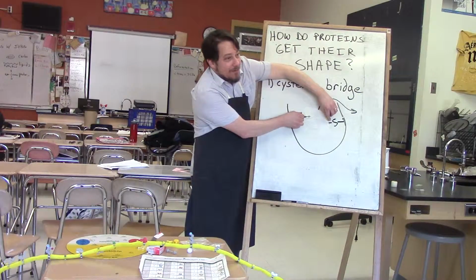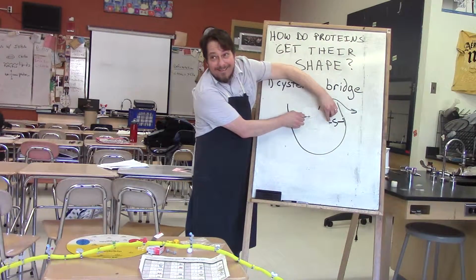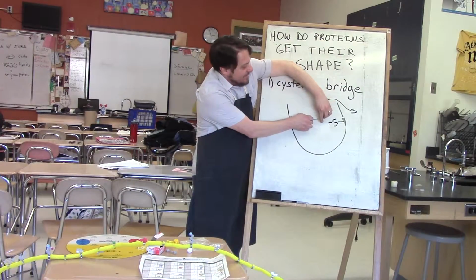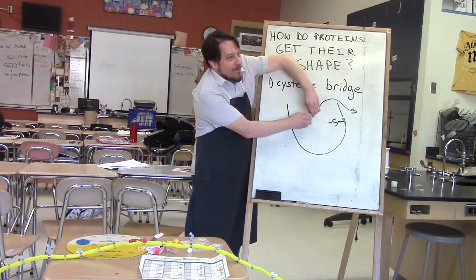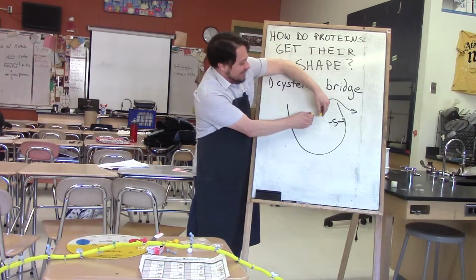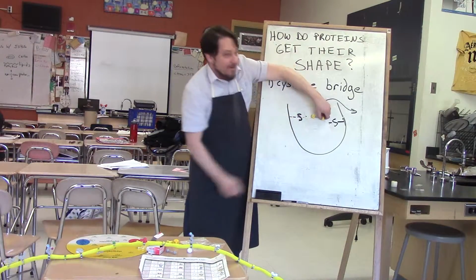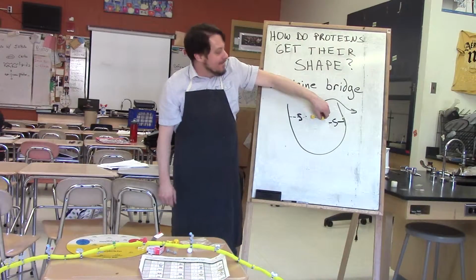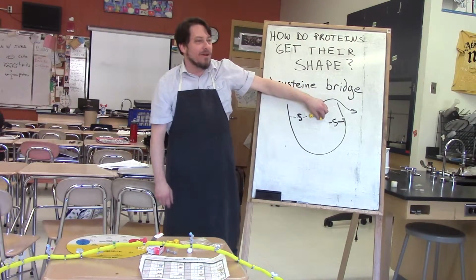And so what do you think happens next? They connect. That's right. So the sulfur's like, hey, wait a minute. You're missing a bond too. So am I. Let's be together. And so they do. And so they connect. And this forms what's called a cysteine bridge.